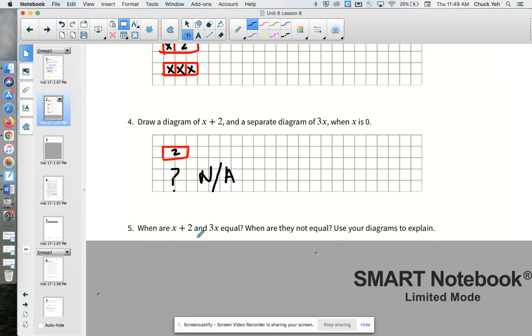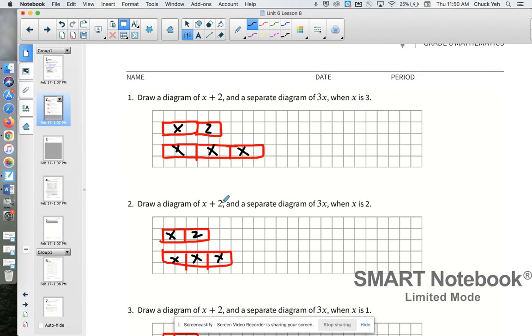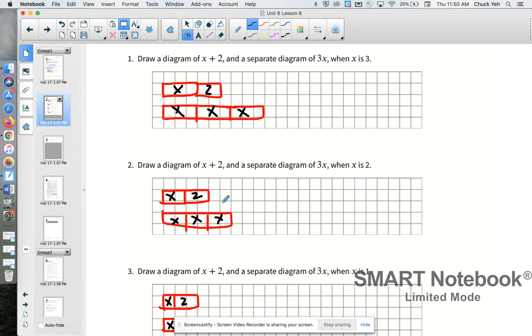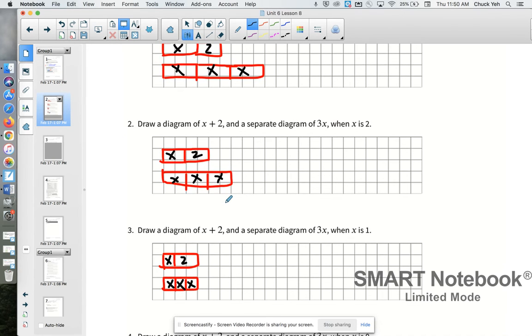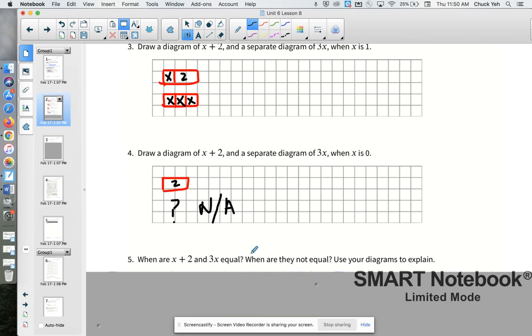When are x plus 2 and 3x equal? When are they not equal? Use your diagrams to explain. Take a look at these diagrams. Which one of these have an equal amount of units together? Take a look. And when are they not equal?